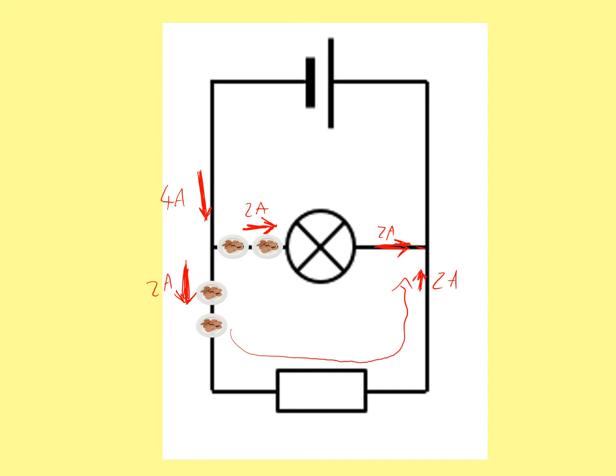And there's another junction. So if we've got 2 amps going in and 2 amps going in, then we're going to add up to 4 amps. It's the same rule. The 2 amps and 2 amps go in, and the 4 amps come out. So the rule for current in a parallel circuit is that the current into a junction is always equal to the current out of a junction.